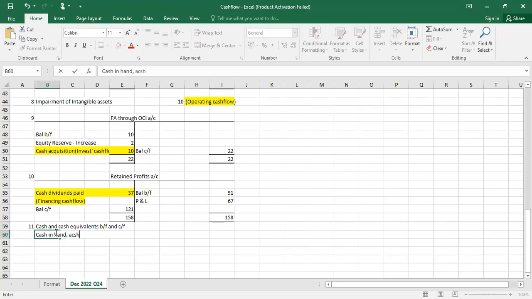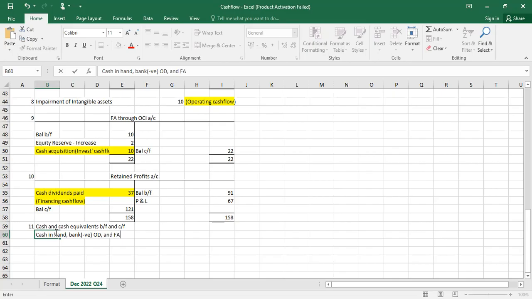It also comprises cash at bank, remember, including a negative bank balance. That's more like the bank overdraft, the OD. And also, this includes the financial assets.